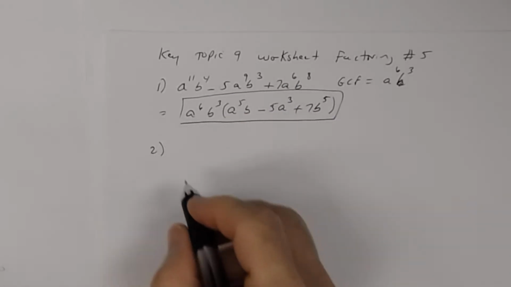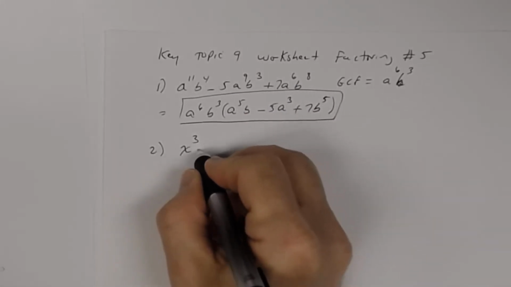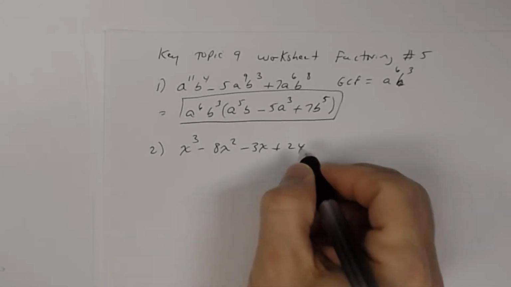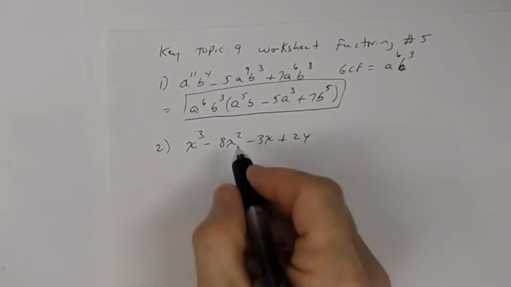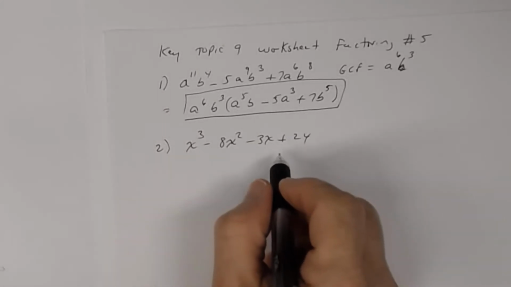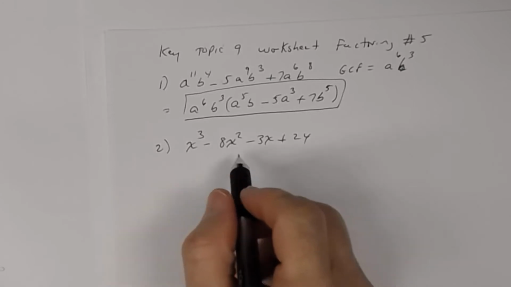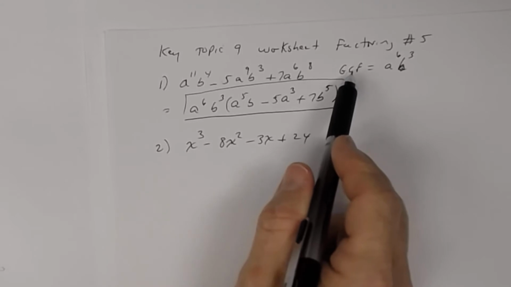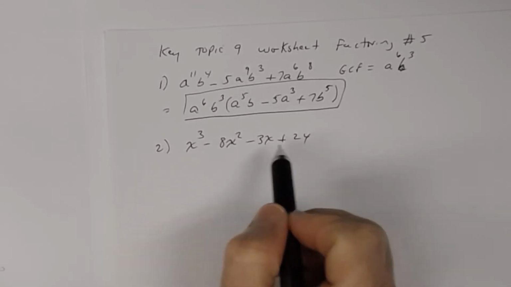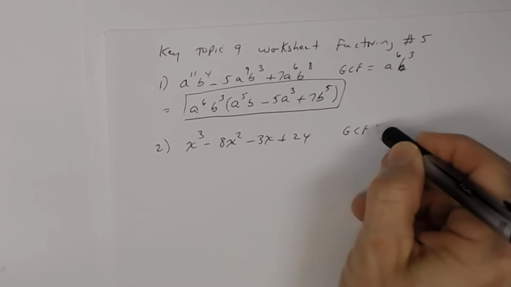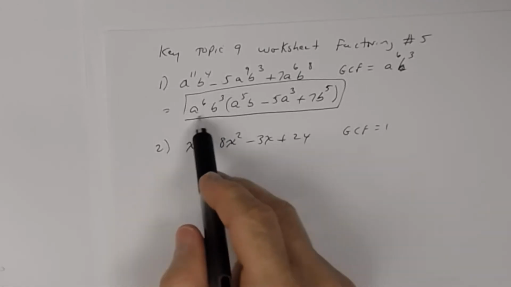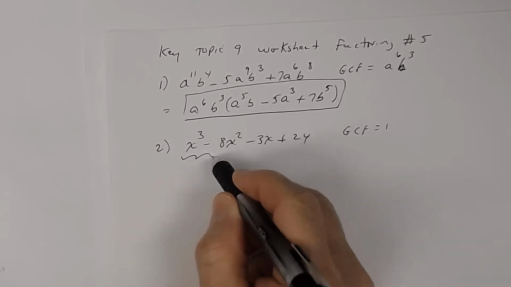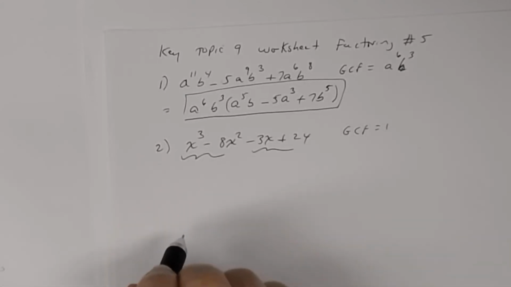Okay, number 2, we have x to the 3rd power minus 8x squared minus 3x plus 24. Okay, so what you've got to remember about this one is that you have 4 terms for this polynomial. And when we have 4 terms, we want to try factoring by grouping. But before we do that, make sure you look at the GCF first. So the GCF of all of these terms is 1. All right, so I'm not going to factor out a GCF like I did in number 1. Now, I do have 4 terms, so we're going to group these. So let's group the first 2 and the last 2 and see what happens.